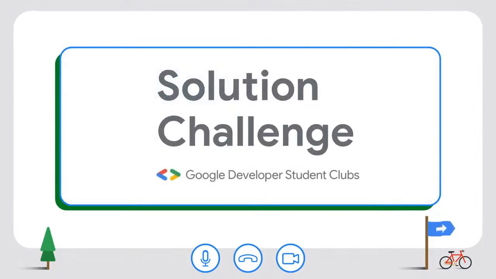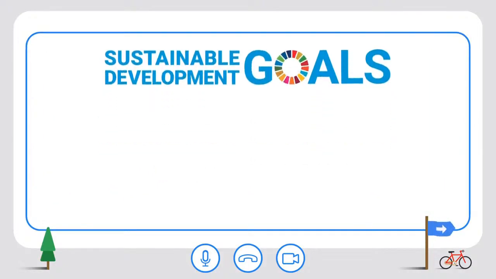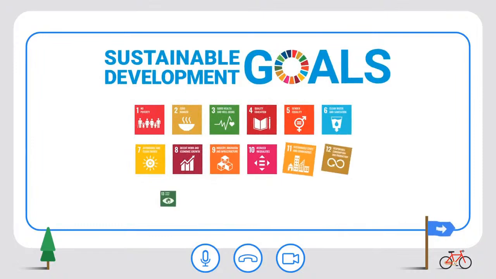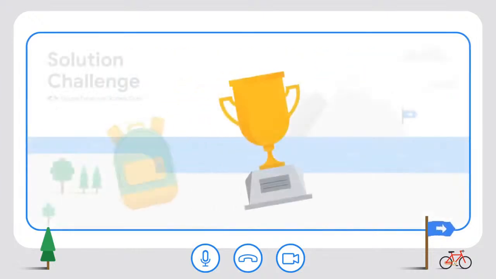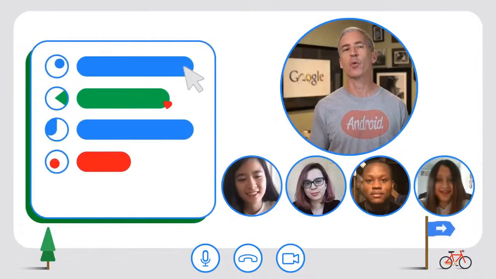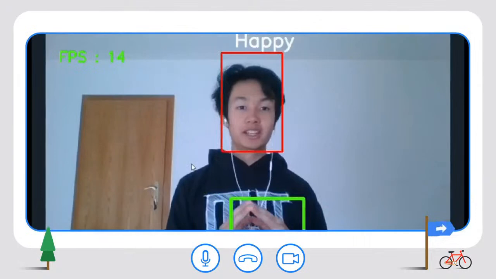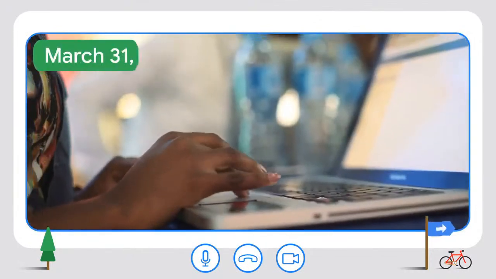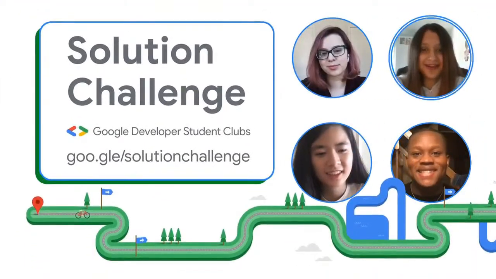Welcome to the Google Developer Student Club's 2021 Solution Challenge. The mission of this challenge is to use Google technology to solve for one of the United Nations 17 Sustainable Development Goals, aiming to end poverty, ensure prosperity, and protect the planet. Win cool prizes, mentorship from Google, and swag. Get help along the way from Google at training events, code labs, and hackathons. Submit your solution by March 31st, 2021. Register today. We can't wait to see what you build. Let's get started.